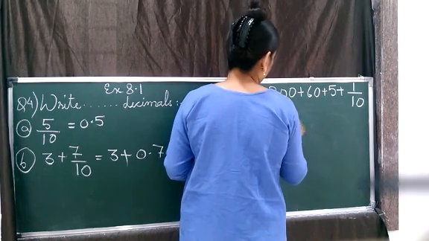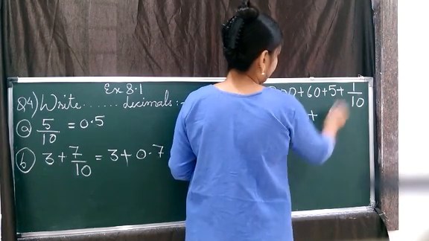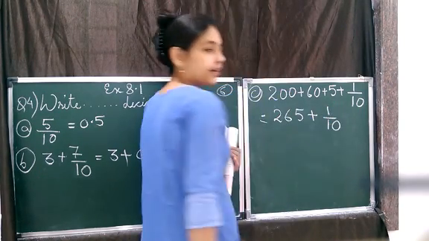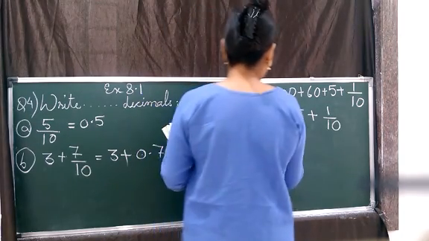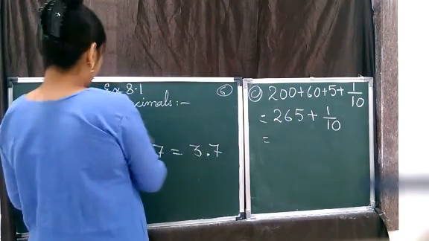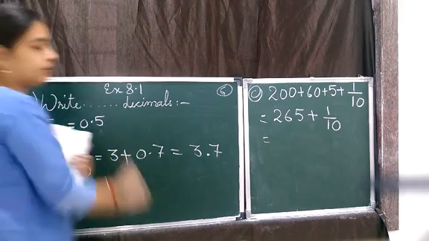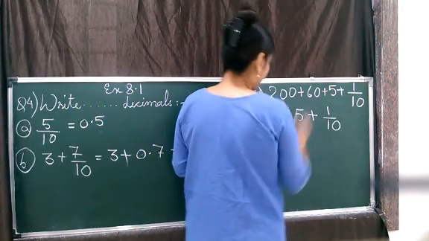265 plus 1 by 10 has to be converted into decimal. Okay. So 1 by 10 will similarly be 0.1. Also you can say only 1 0, so only 1 place decimal.